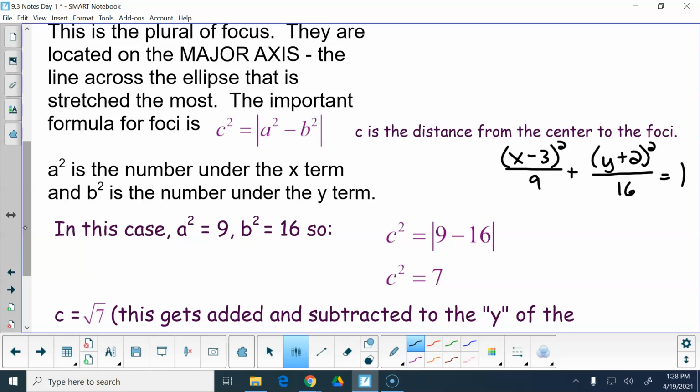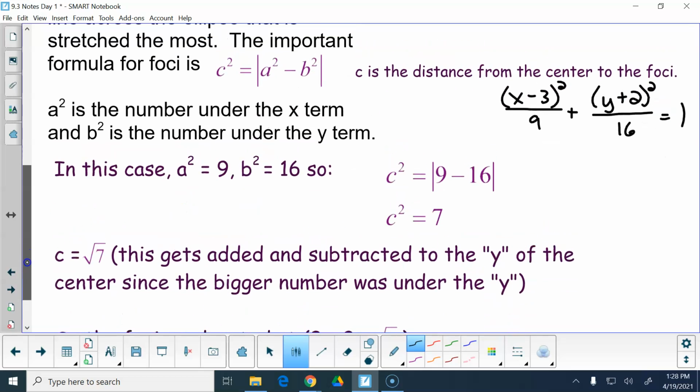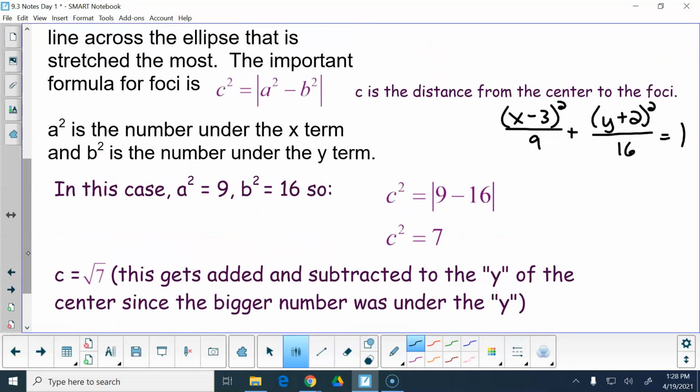So c squared is going to equal the absolute value of 9 minus 16. 9 minus 16 is -7. Absolute value of -7 is 7. Okay? So c squared is 7. Square root both sides to solve it. So that gives me c is the square root of 7.